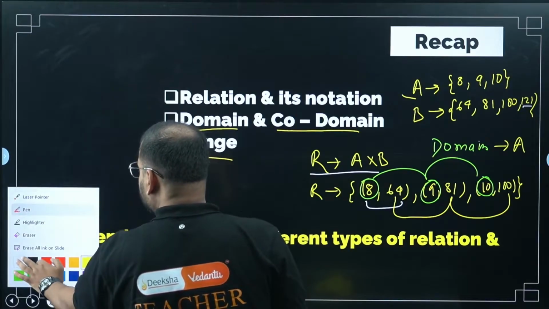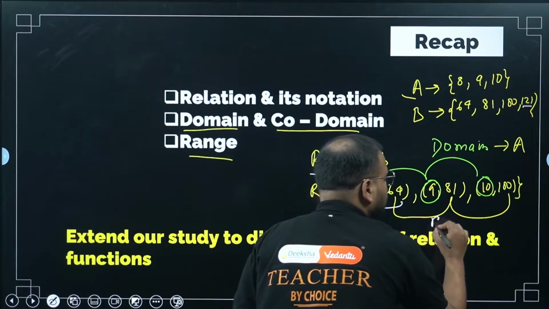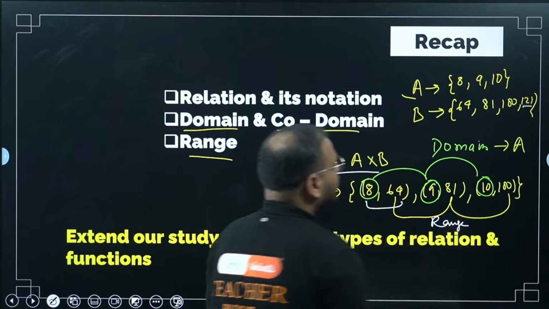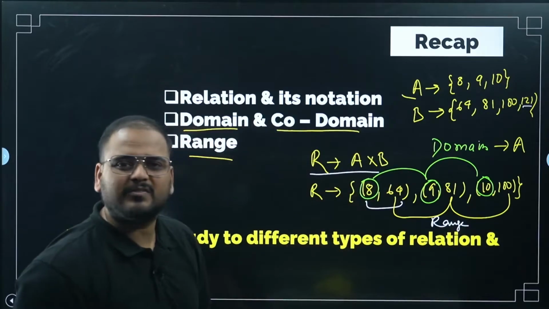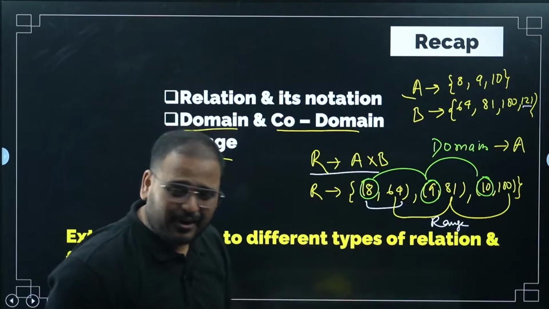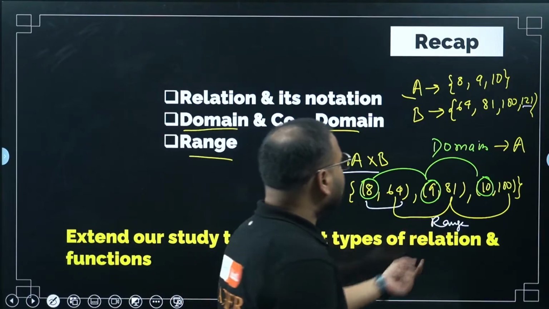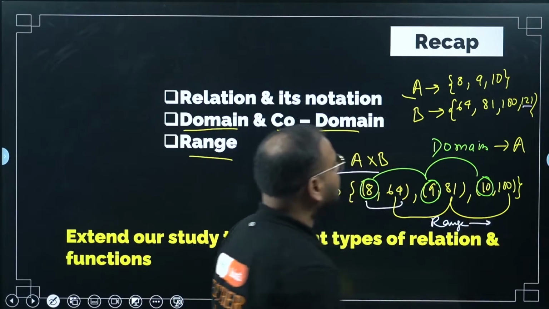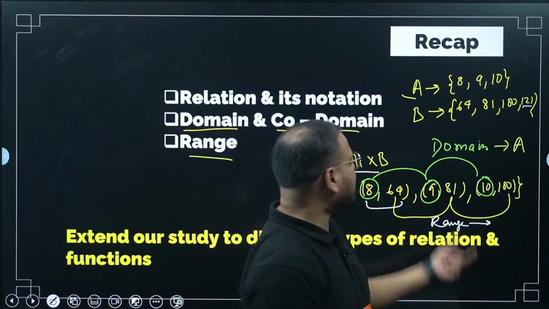This is called as range. What is this called as? Range. Right? Domain and range, very familiar words. We have learned them in trigonometric functions and other kinds of functions. So range is which set? Is set B a range here?